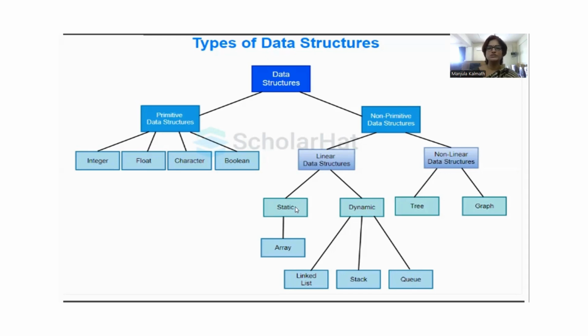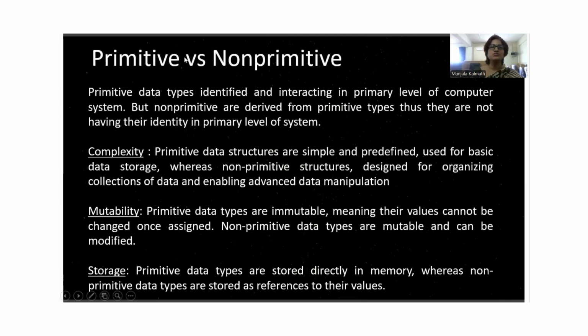In linear data structures, we have static and dynamic. In static, the array is the example, and for dynamic, we can give the linked list, stack, and queue as the examples. Non-linear data structures are of two types, that is the trees as well as graphs. So this classification we can understand here in detail. The difference between the primitive and non-primitive.